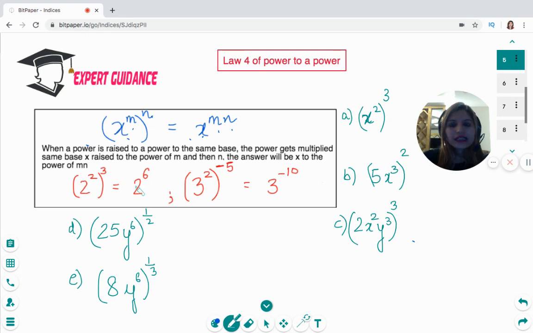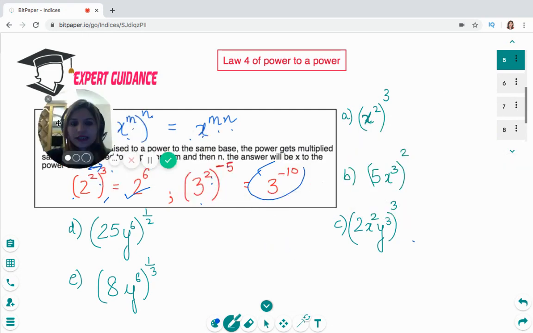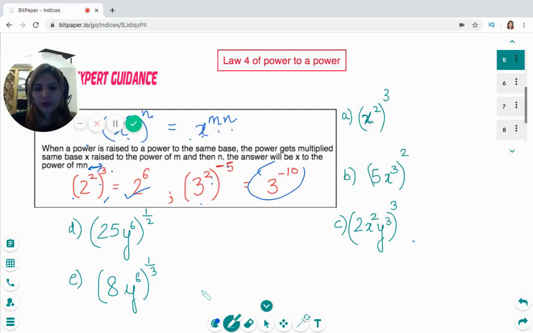Okay, let's take an example. This is 2 squared to the power 3. So you multiply 3 and 2 together and you get 2 to the power 6. This is 3 to the power 2 raised to the power minus 5. So do 2 times minus 5, which is minus 10. So the answer would be 3 to the minus 10. Okay, so I hope this law is clear to you. Have a go at these questions. You can pause this video and try all these 5 questions.